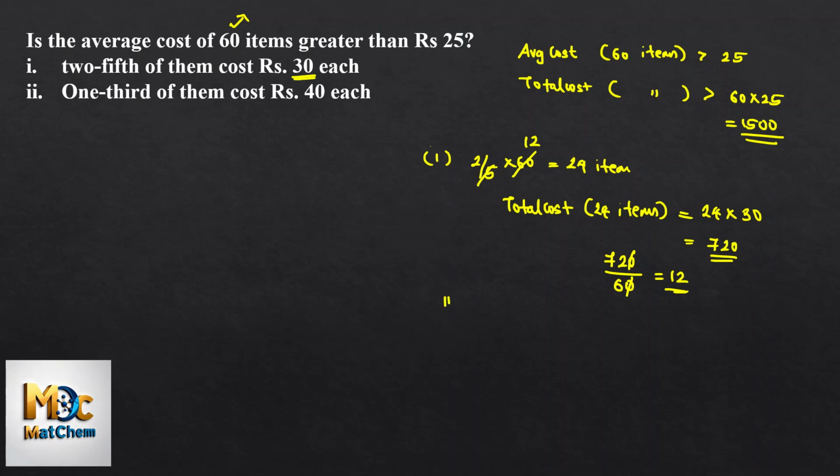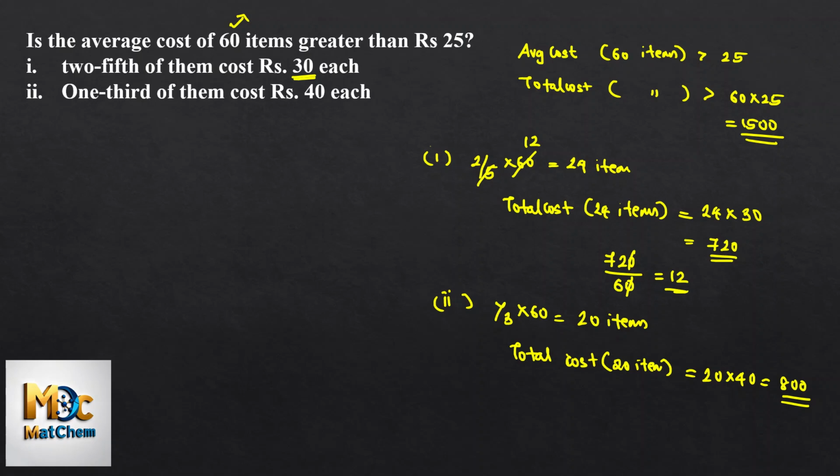Now the second statement they have given is that 1/3 of them cost 40 rupees each. That means 1/3 of 60 items, that is 20 items. So the total cost of 20 items will be equal to 20 into 40, that is equal to 800 rupees. Correct. But we cannot say whether the average cost is greater than 25 or the total cost is greater than 1500. So by using statement 1 alone or statement 2 alone, we are not able to answer this question.